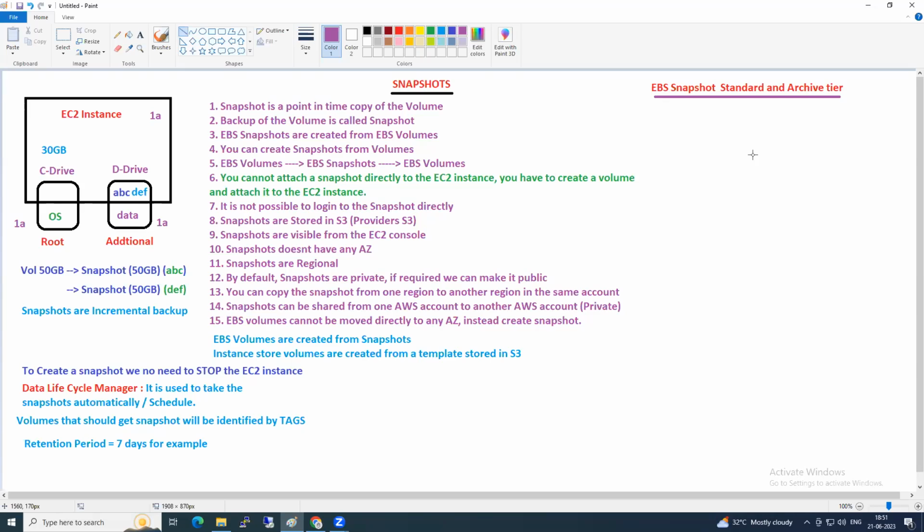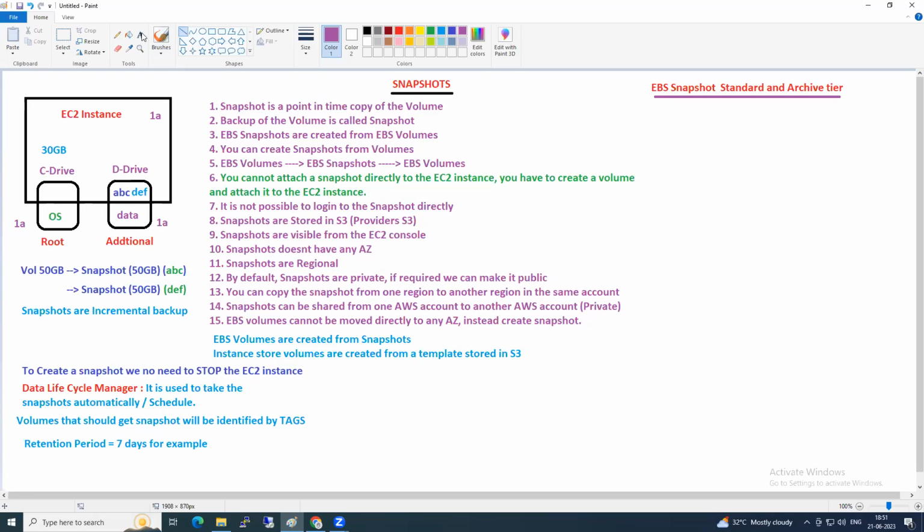So can you move it to archive tier? What is standard tier? Standard meaning your current, present snapshots. So you can move it to the archive tier. If you are paying 10 rupees for the standard one, for archive you need to pay just 3-4 rupees. So which one is cheaper? Archive tier. So will you keep all the snapshots in archive mode? No. Whichever is not necessary, whichever is not used, you can put that snapshot into archive mode. Understood what is archive mode?